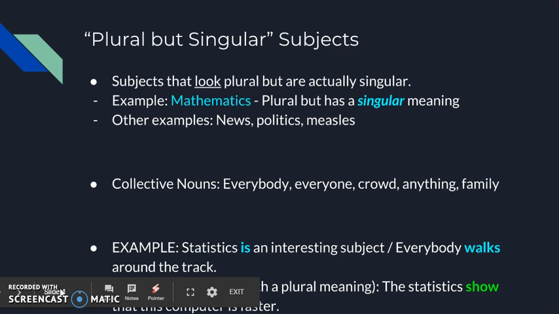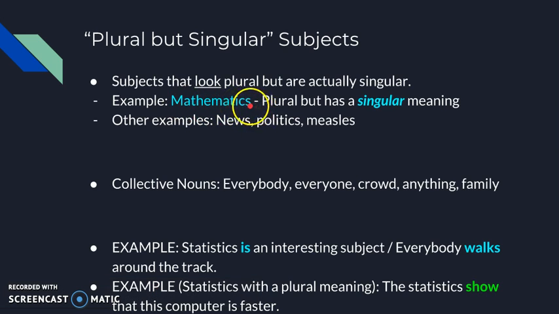Now we're going to look at plural but singular subjects. These type of subjects are subjects that seem and look plural, but are in actuality a singular subject. These subjects are plural, but have singular meaning. A prime example of this is mathematics. Mathematics may seem like a plural subject due to there being an S at the end of it, but mathematics is an academic subject, which is a singular entity. Therefore, it is a singular subject.